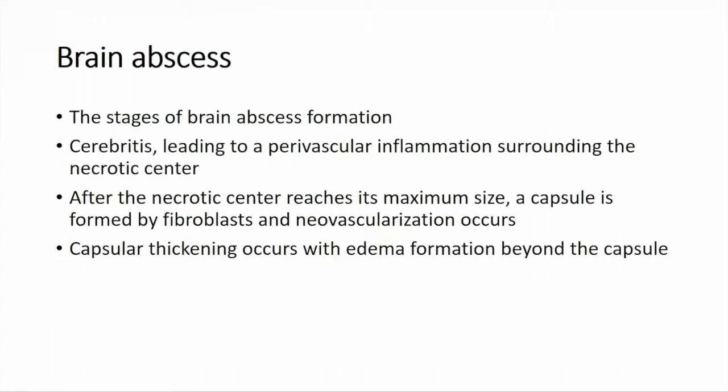There's a number of stages of brain abscess formation, including cerebritis, leading to perivascular inflammation surrounding the necrotic center. After the necrotic center reaches maximum size, it forms a capsule, and this eventually becomes supplied by blood and has vascularization, which is sort of the terminal stage of the capsule formation. Once you reach this stage, often the abscess will start to increase in size over time, depending on the organism, and it's always difficult to treat with antibiotics. It usually requires surgical resection.